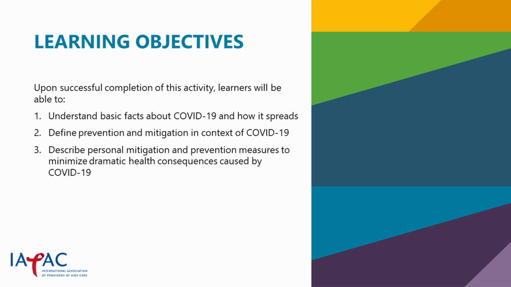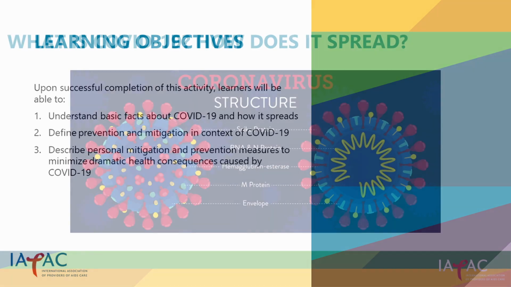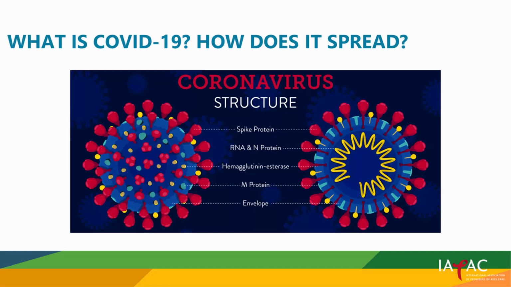Upon successful completion of this activity, learners will be able to understand basic facts about COVID-19 and how it spreads, define prevention and mitigation in the context of COVID-19, and describe personal mitigation and prevention measures to minimize dramatic health consequences caused by COVID-19. Let's start with the basics.